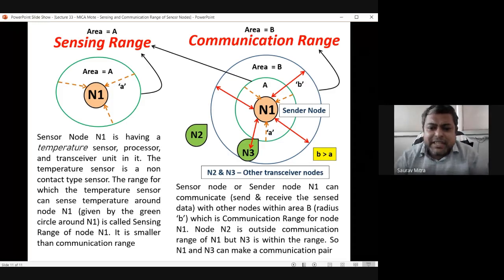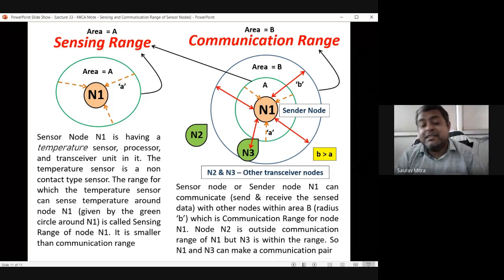So the sensor node or sender node N1 can communicate, meaning send or receive data both, with other nodes within the area capital B with a radius of small b. So small b is called the communication range for node N1. Node N2 is outside the communication range because the N1-N2 distance is greater than small b. Hence, node N2 cannot listen to any data from N1, whereas N3 is within the communication range, so N3 will get to listen to node N1.